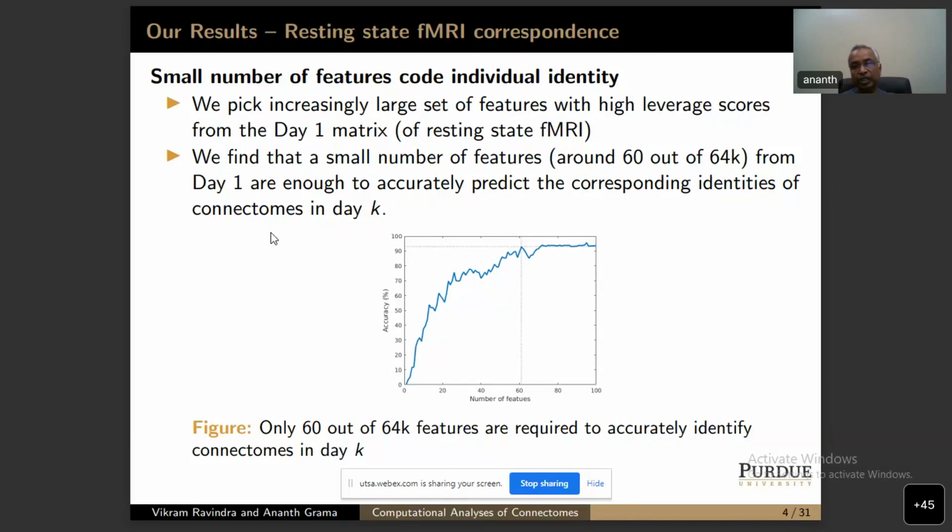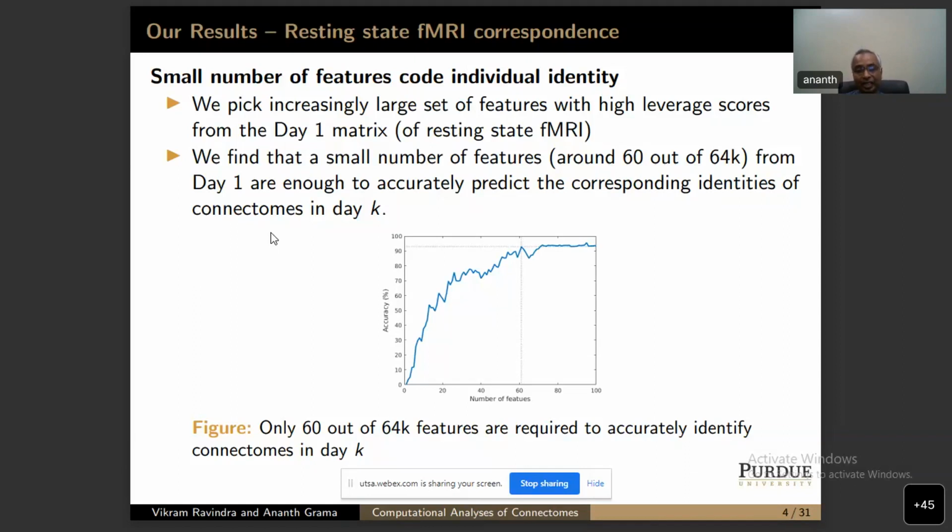And that's roughly about 64,000 entries. So there are 64,000 edges in this graph, if you will. And we're only picking a very small number of regions from this graph. So we're only picking 60 edges out of 64,000. And we show that as few as 60 edges in this connectome accurately predict the corresponding identities in day K. And this is incredible. So a very, very small fraction of the brain almost uniquely determines who we are.